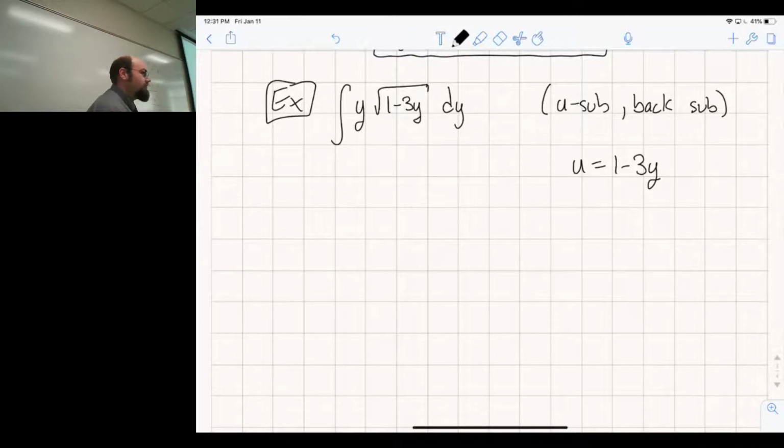And don't take the derivative. That's why this one's weird. So I'm not finding du yet. What I'm going to do is move everything and get y by itself, because my goal is to get rid of that y and put u in there somewhere. I know it sounds weird and stupid, but I promise it makes life easier for us algebraically. So I'm going to subtract 1, divide by -3. So I'm going to have u minus 1 over -3 is equal to y.